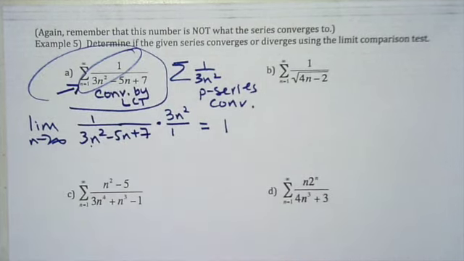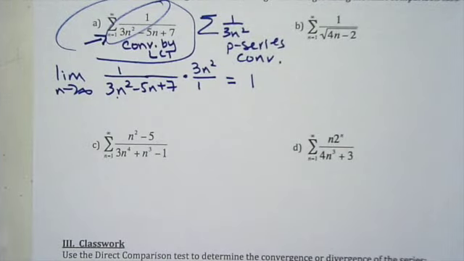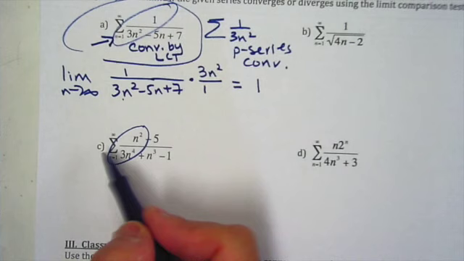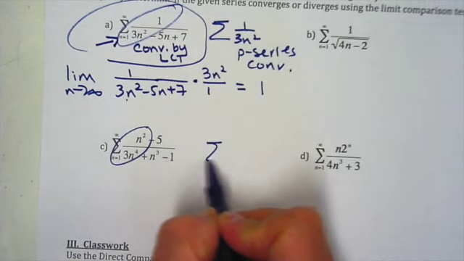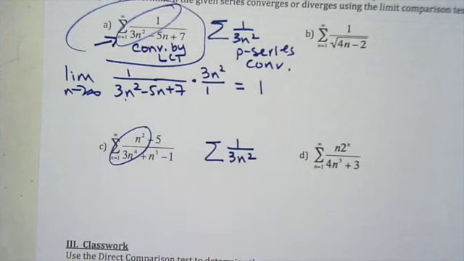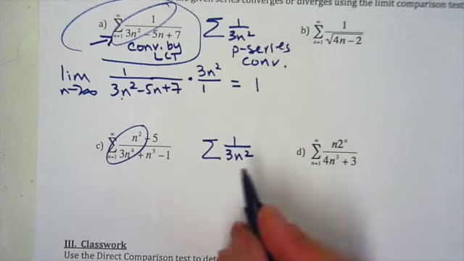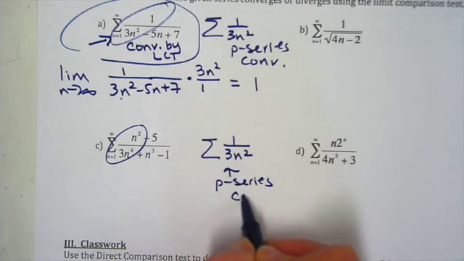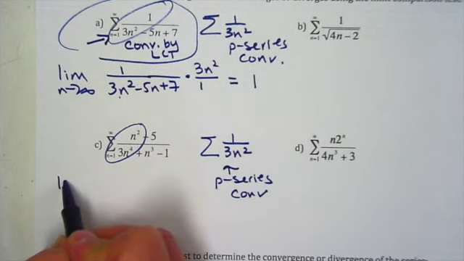Okay. Same thing here. Let's try one more. Again, I see a polynomial on top, polynomial on the bottom. Look at the highest degree. So what you're going to compare it to is this. And it doesn't matter if you keep that 3 on the bottom or not. You can compare it to 1 over n squared. This is a p-series that converges. I'm going to do my limit comparison test.